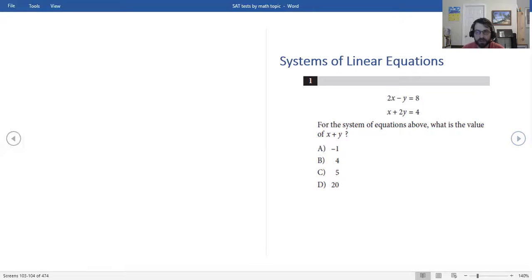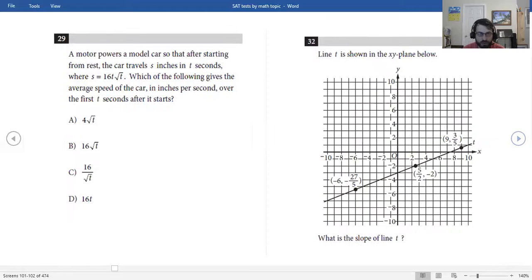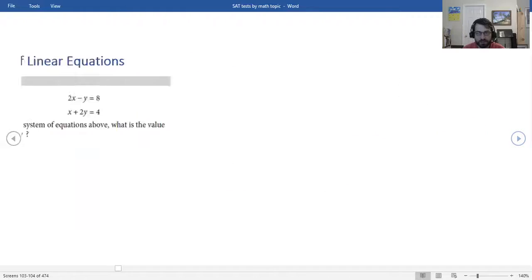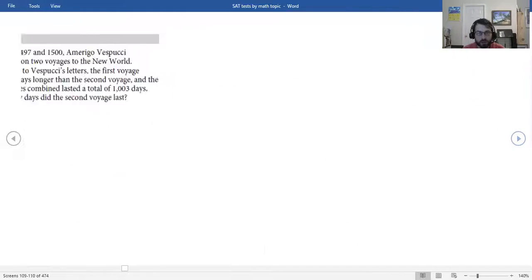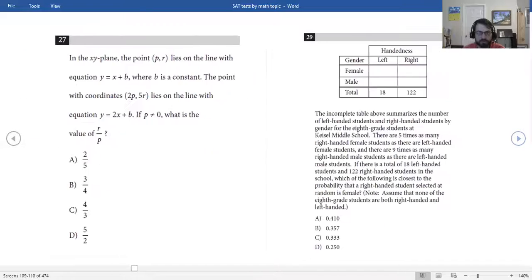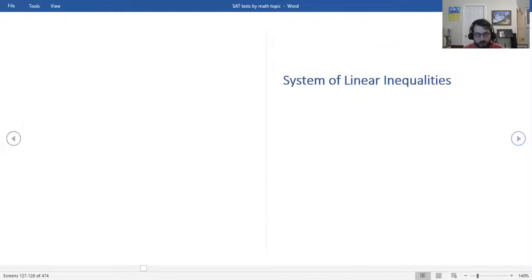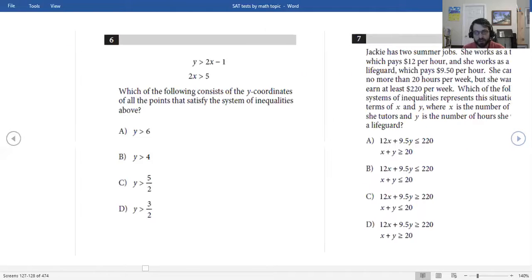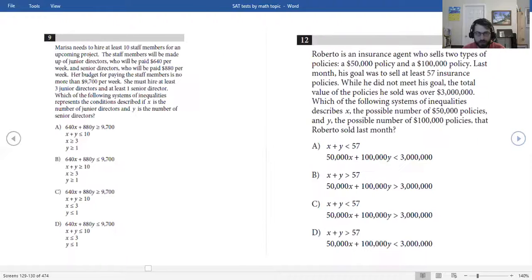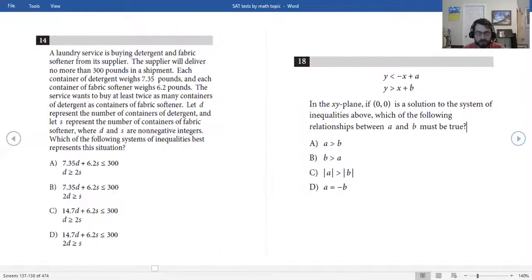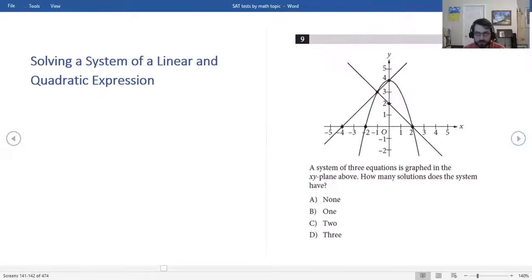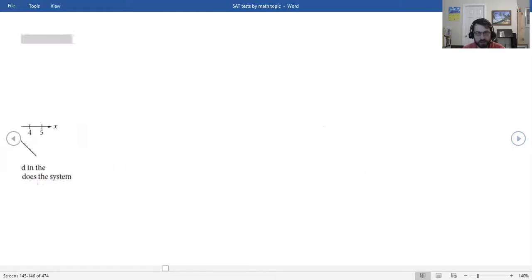Maybe I'll go pull that down. So we have solving linear equations and setting them up. And then we have some special cases of that with no solution or infinitely many solutions. We have some systems of linear inequalities. So yeah, just some of those. We have a few of solving a linear and a quadratic together.